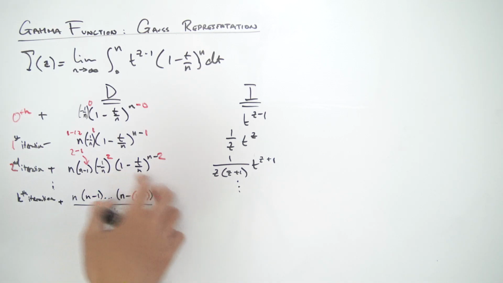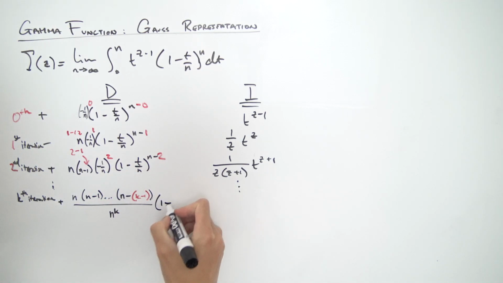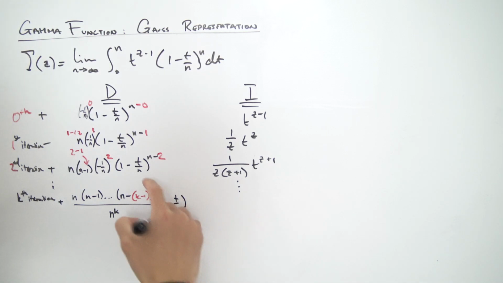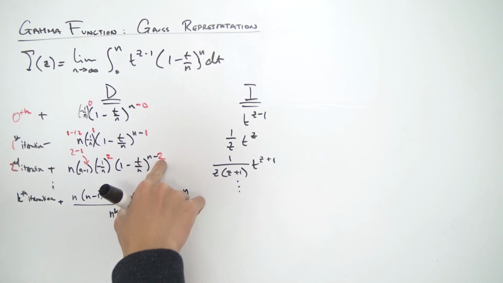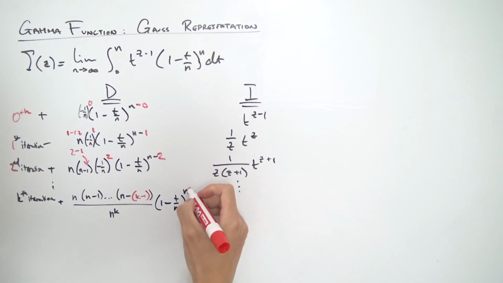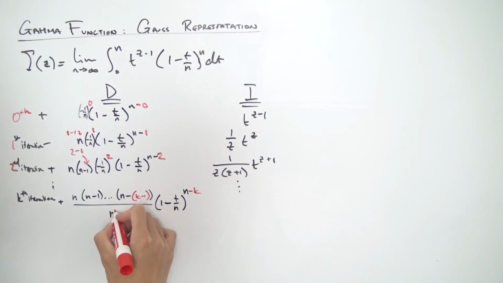And then as for this factor over here, well, we have 1 minus t over n, and then we have n minus, well, n minus 2, this 2 matches up with the second iteration, so over here we should have n minus k. So I'll just highlight this over here as well.